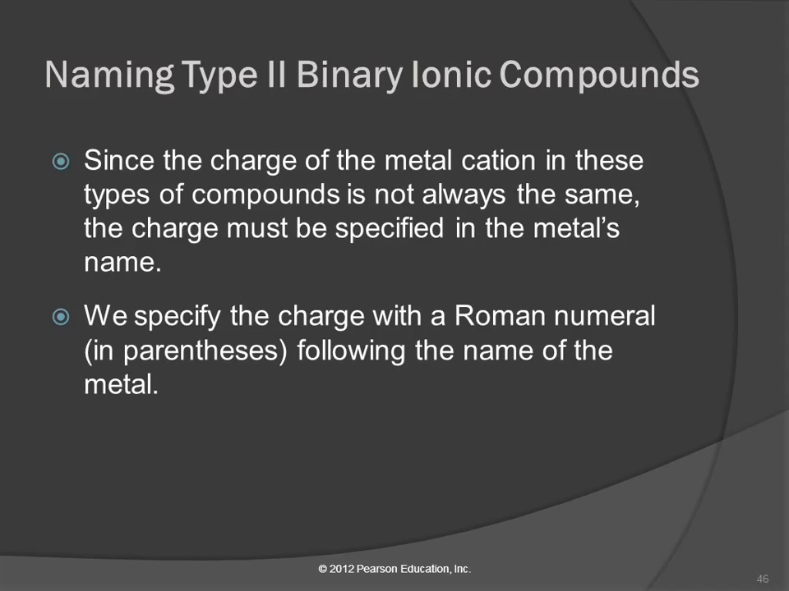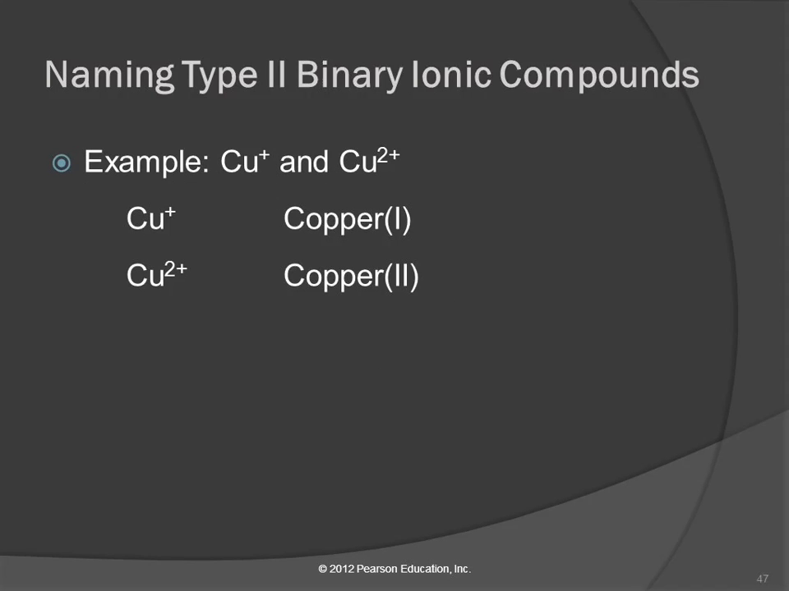Type 2 binary compounds. These are the other metals, the ones that do form more than one ion. Here, we need to specify the metal's name. So we're going to use Roman numerals. No, I don't do that.